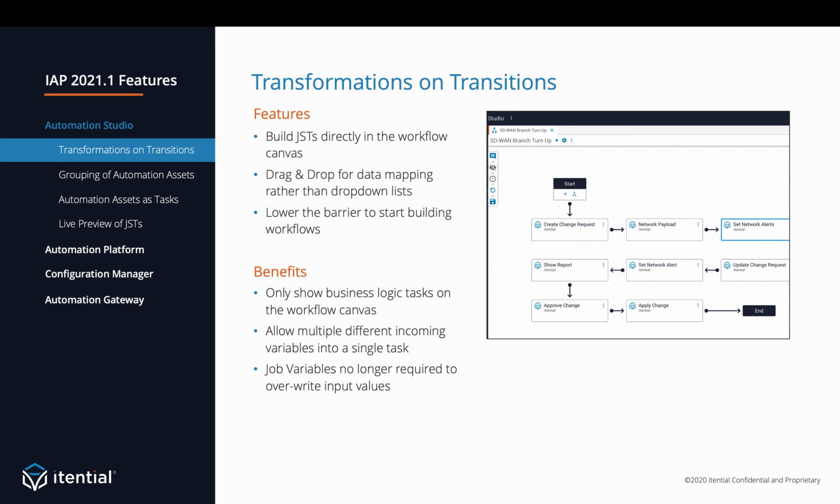While in the past we had our own tasks for that, which significantly cluttered the canvas, even this Gen 2 canvas that we see on the right hand side here, what we're doing going forward is allowing you to put those JSTs actually directly on transitions. For you, that has several advantages.